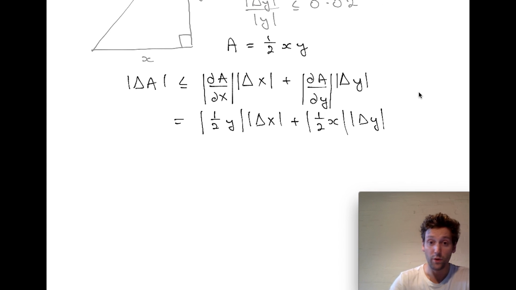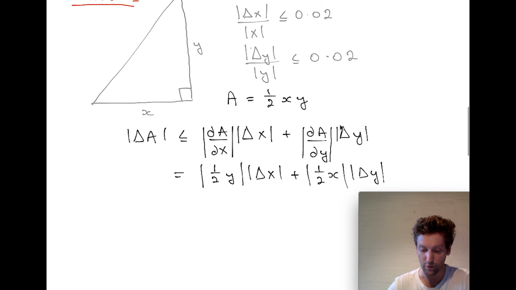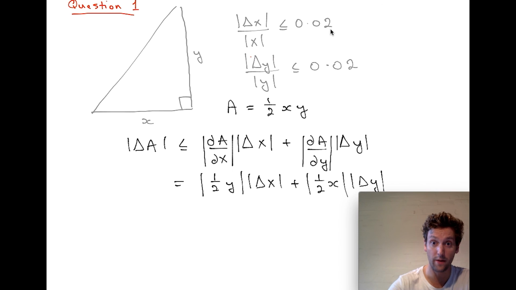All right, so you notice that we have an interesting problem here because we don't actually know what the values of x and y are. All we know is that the relative errors in x and y are 2%. That's the only piece of information that we're given. So what we're going to see is that because we're only looking for the maximum possible percentage error, that is, the error in A as a ratio with respect to the value of A, we don't actually need to know what the values of x and y are. So let's see that.